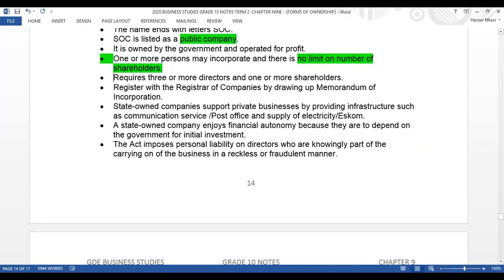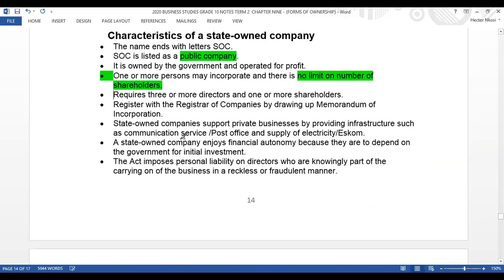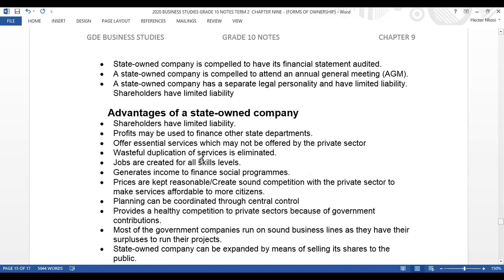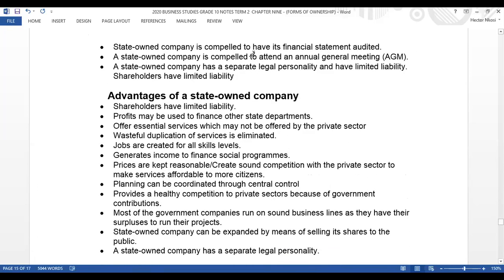Also, your state-owned company, boys and girls, enjoys financial autonomy because it depends on government for initial investment. The act also imposes personal liability on directors who are knowingly part of carrying on the business in a reckless or fraudulent manner. Then, more of your state-owned company is that the company is compelled to have its financial statements audited.